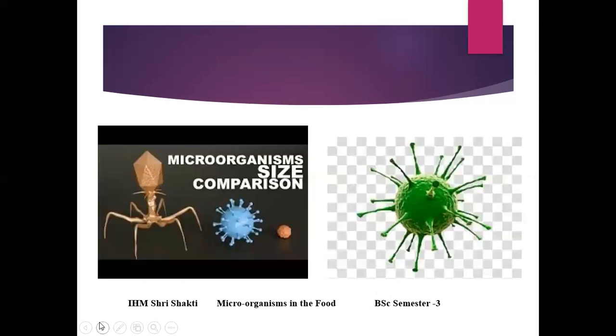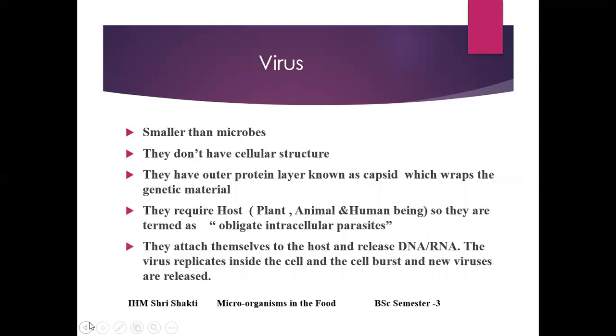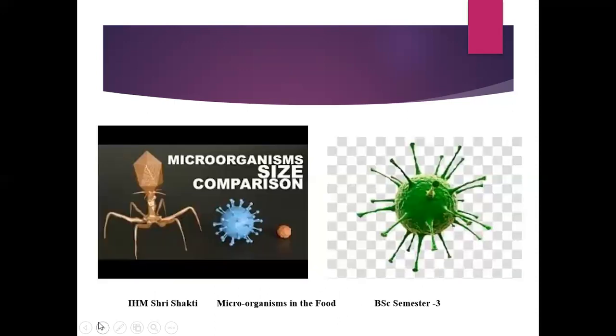So you can see the structure of a virus. The outer layer is the capsid, and the internal layer wraps the genetic material. When the virus attaches to the host and releases DNA or RNA, it replicates inside the cell, and the cell bursts and new viruses are released. So this is the structure.